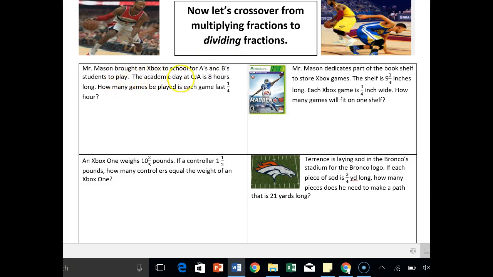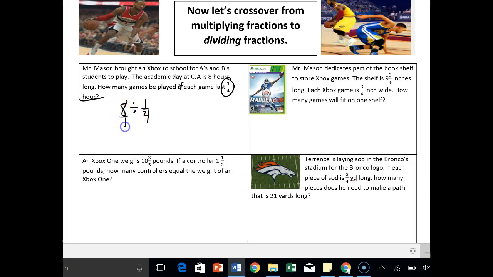The academic day at CJ is 8 hours long. How many games can be played if each game lasts 1/4 hour? So we're saying 8 hours, and if one game lasts 1/4 of an hour, right? I'm asking you how many 1/4 hour games could you fit into this 8 hour day. So really we're dividing here, right? So we've got 8 divided by 1/4.